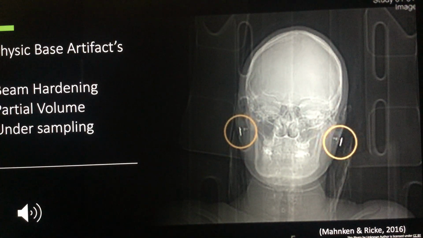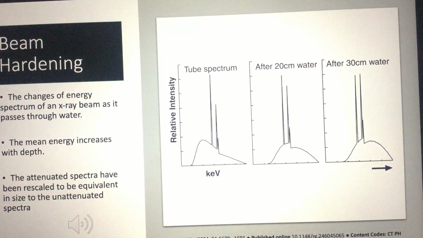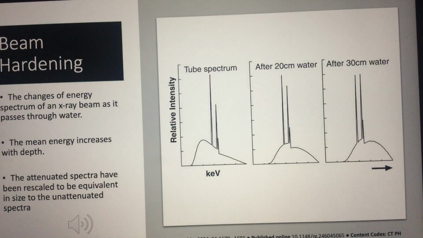There are different types of physics-based artifacts. I'm going to focus on beam hardening, partial volume, and undersampling. Beam hardening is a phenomenon where the X-ray spectrum shifts to a higher effective energy due to the removal of lower energy X-ray photons.